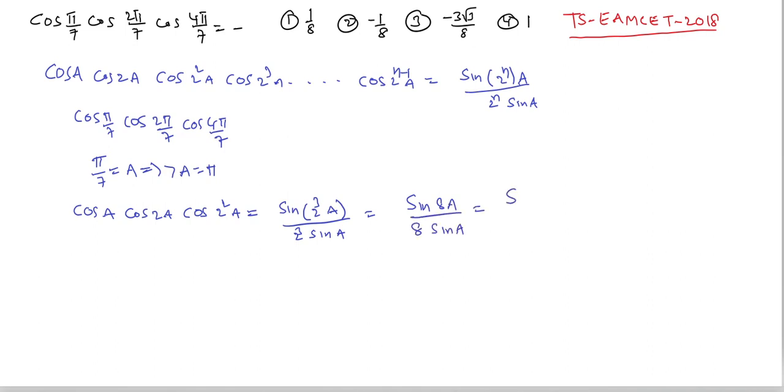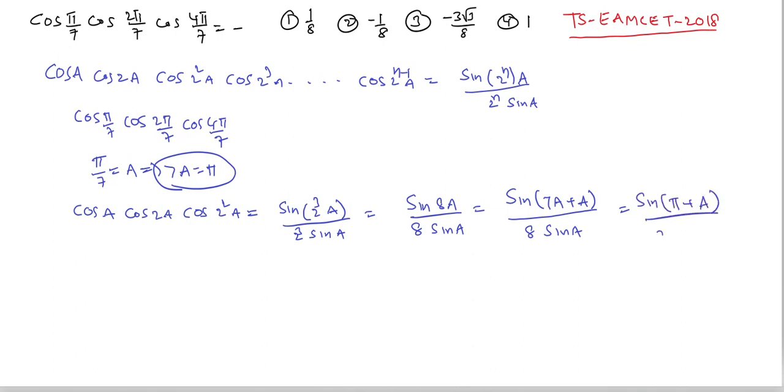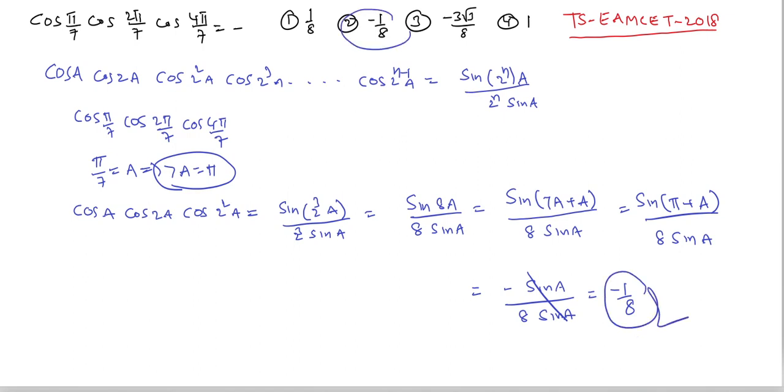This sine 8A is written as sine 7A plus A by 8 sine A. We know that sine 7A value is pi. Sine of pi plus A by 8 sine A. Sine of 180 plus A is minus sine A by 8 sine A. That is sine A cancel, that is equal to minus 1 by 8. So the second option is the correct answer.